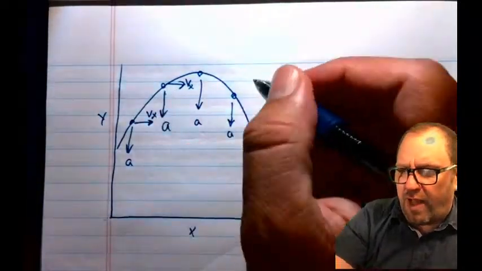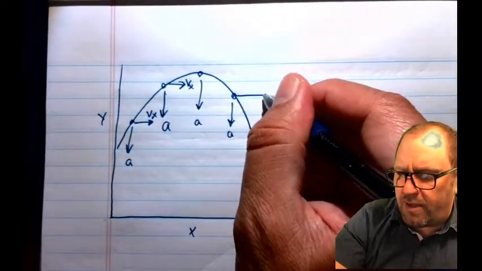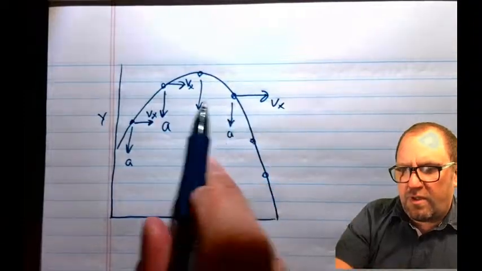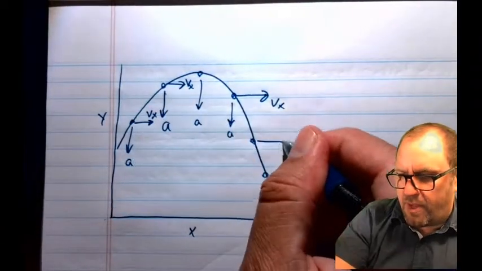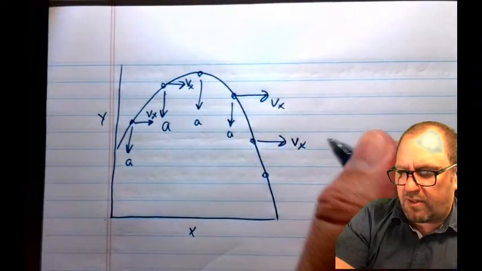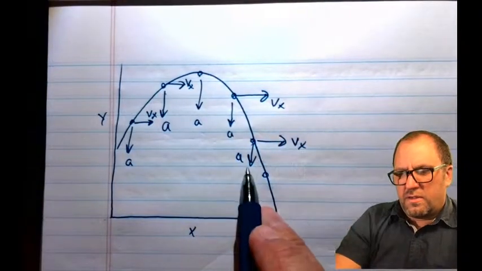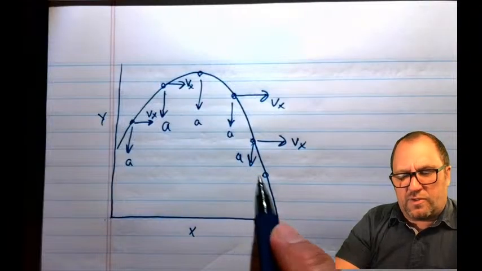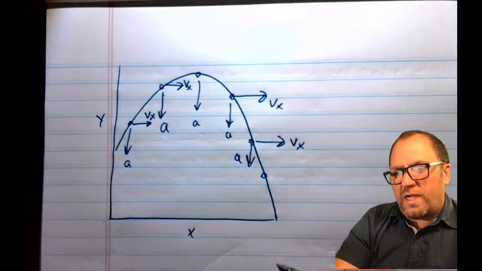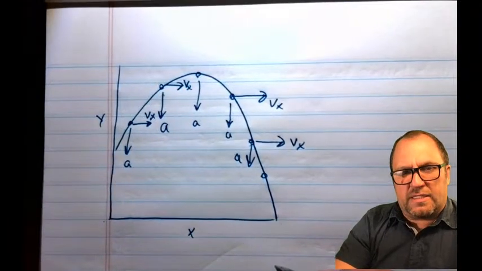So my x velocity is going to be the same over here as it is over here. Same here. Right? Vx is always the same. That doesn't change. Acceleration is also constant, always 9.8 meters per second squared, pointing down. What does change is my y velocity.